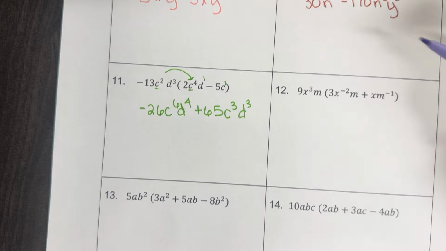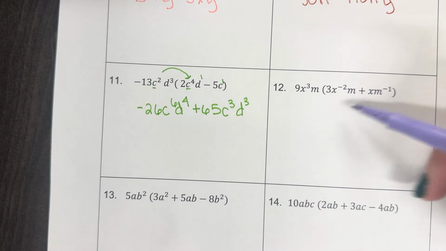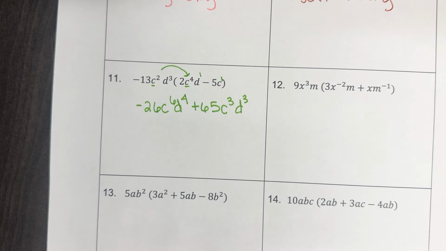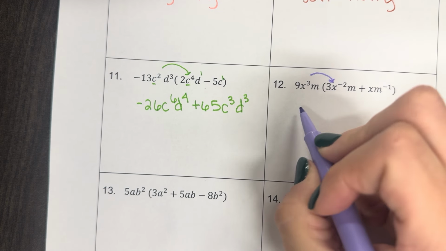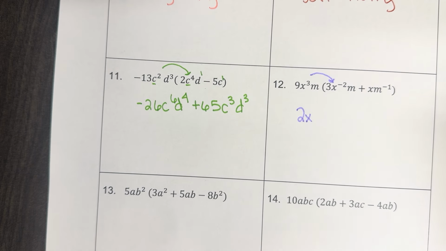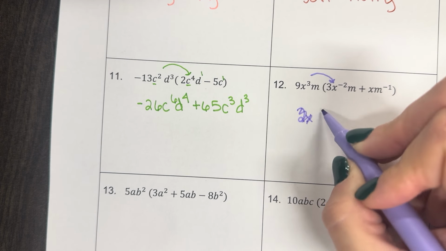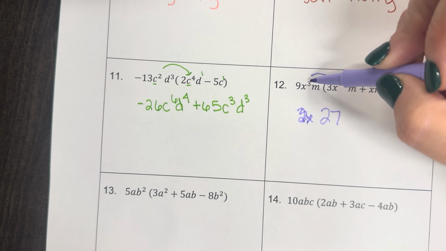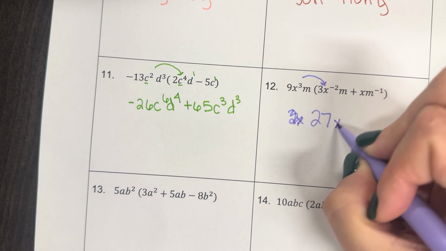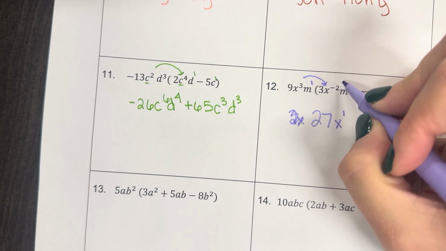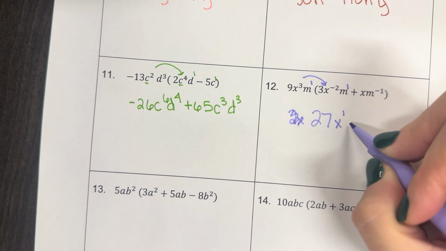Oftentimes when students look at this example like number 12, what they want to do is deal with this negative exponent first. But my suggestion is always to distribute first, because often the negative will take care of itself. And I'll show you what I mean here. So when we distribute, 9 times 3 is 27. Not 2x, 27. Try that again. All right, and then I add my exponents. 3 plus negative 2 is positive 1. And 1 plus 1 is 2.